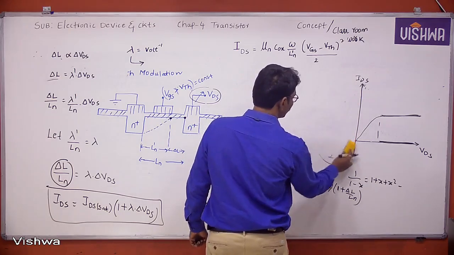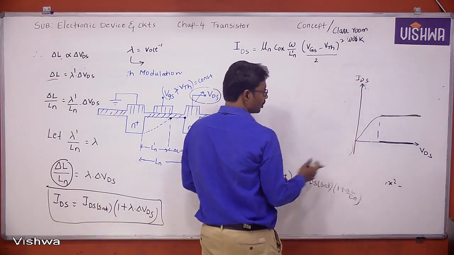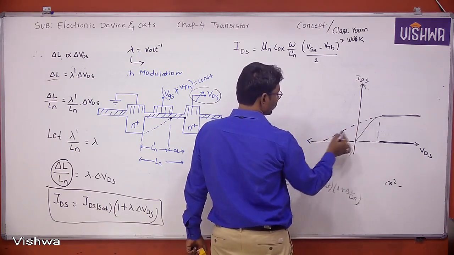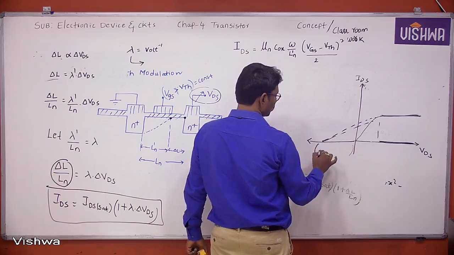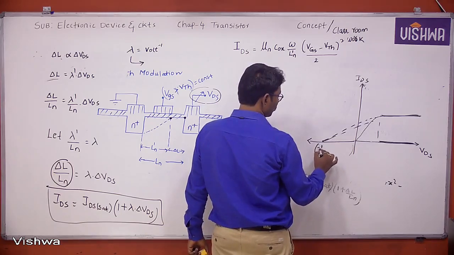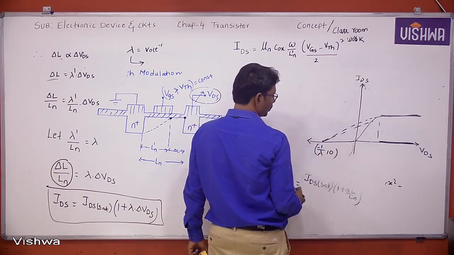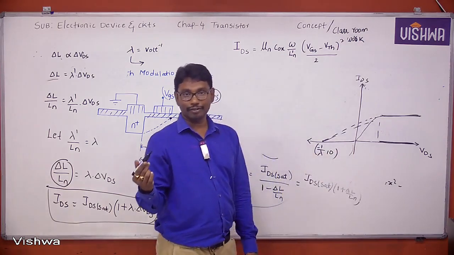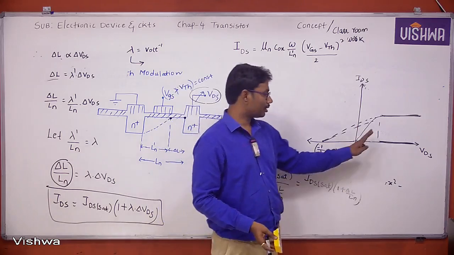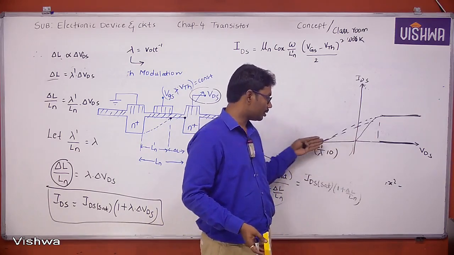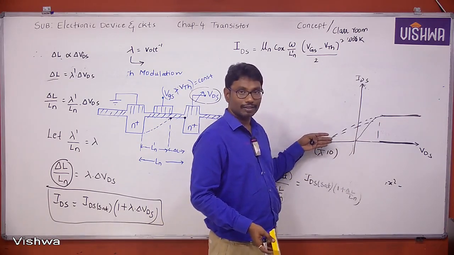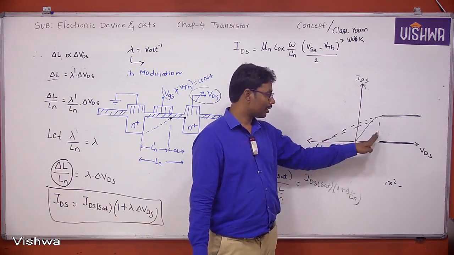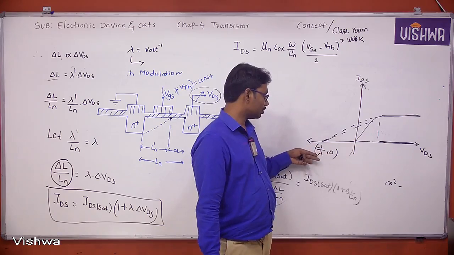See, what about the output characteristics with channel length modulation? See, without channel length modulation, this is the output characteristics, right? So with channel length modulation, the output characteristics look like this. This is simply minus 1 by lambda comma 0. Do you remember, in case of BJT, we have the early effect. Due to the early effect, the output characteristics are extended towards negative. Like in case of FET also, due to channel length modulation, the output characteristics are extended towards the negative side.